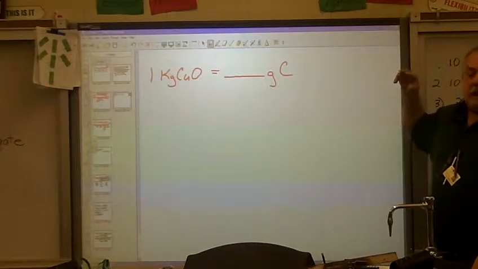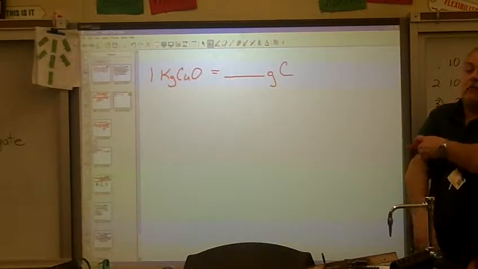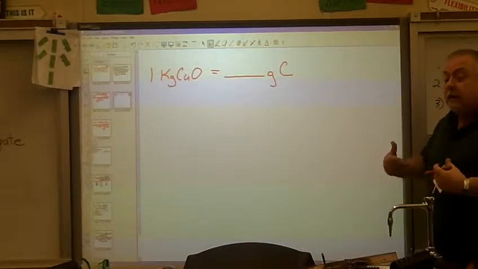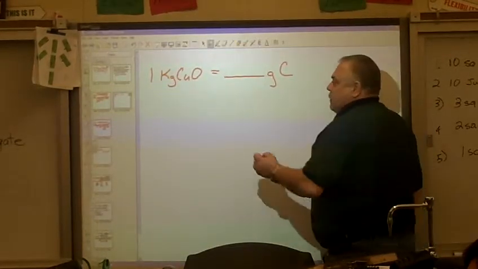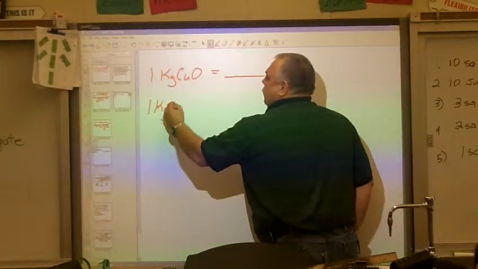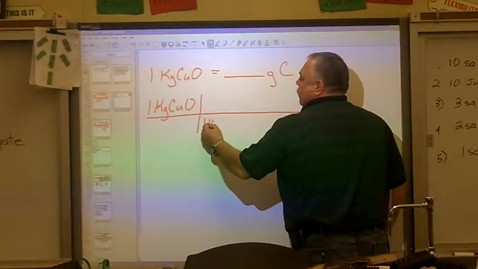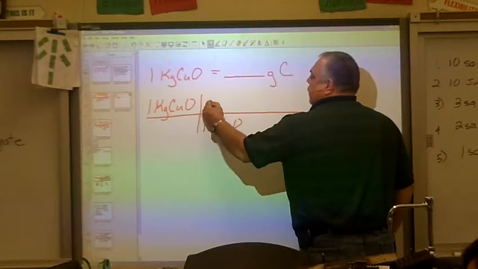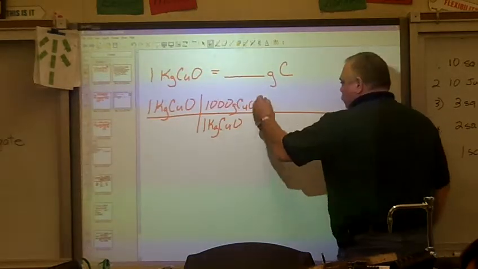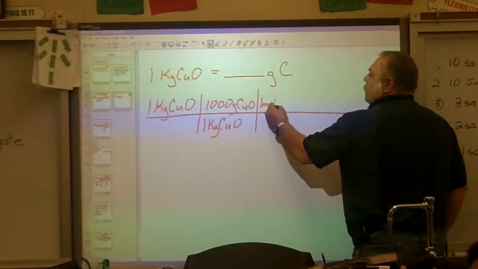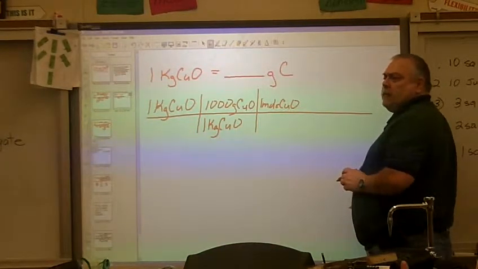Pay attention. You're not writing anything down, so this is where we run into a small problem. If you pay attention, it will make sense. Now, 1 kilogram of copper 2 oxide. I know that for every 1 kilogram of copper 2 oxide, it's 1,000 grams of copper 2 oxide. I know that for every 1 mole of copper 2 oxide, what's the mass of copper 2 oxide?